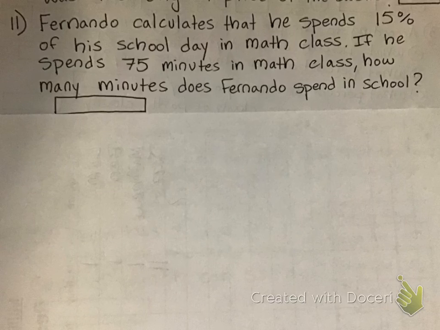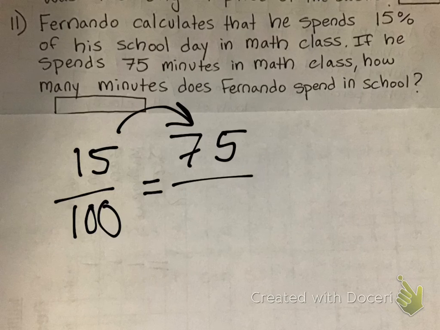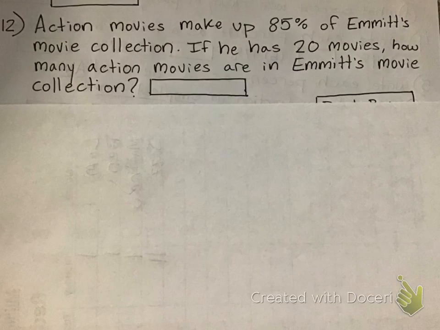Fernando calculates that he spends 15% of his school day in math class. That means it's 15 over 100. If he spends 75 minutes in math class, how many minutes does he spend in school? Is 75 our part or our whole? Raise our hand. Part or whole, Michelle? Part. How do I get from 15 to 75? Who can tell me? What do we do, Gore? Times 5. What's 100 times 5? What is it, Trey? 500. So he spends 500 minutes in school.